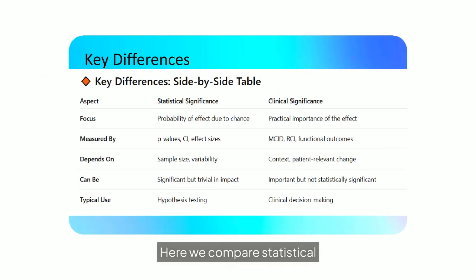Here, we compare statistical and clinical significance side by side. Statistical significance focuses on probability, while clinical significance emphasizes practical importance. Understanding both is crucial for comprehensive analysis.